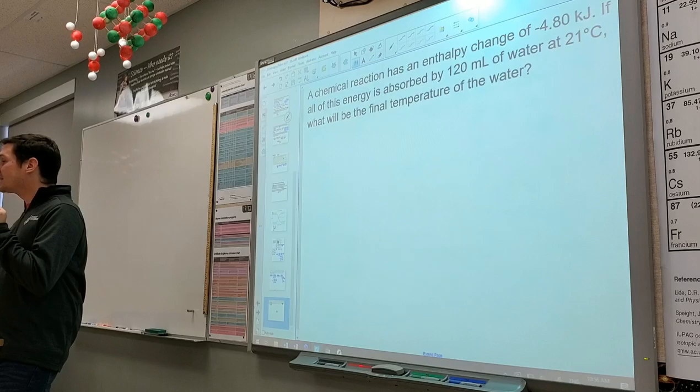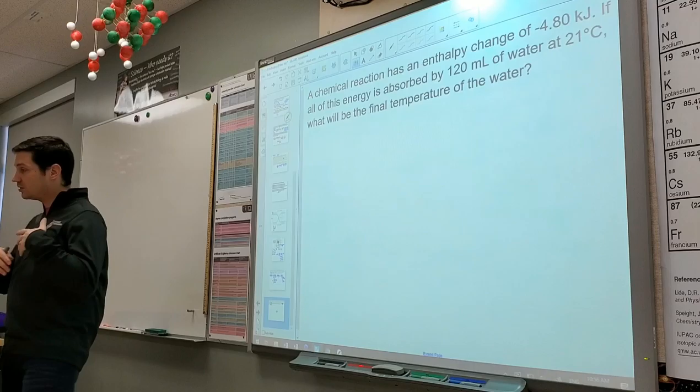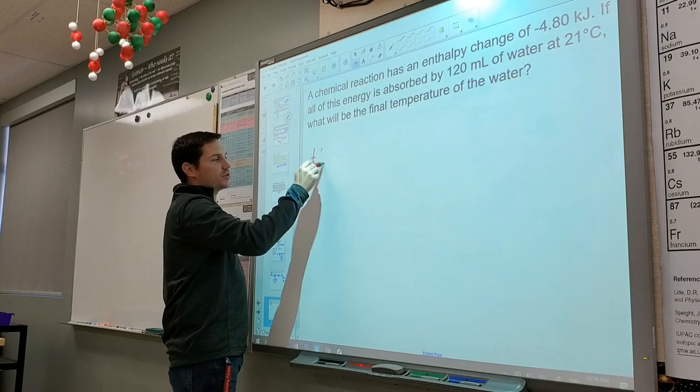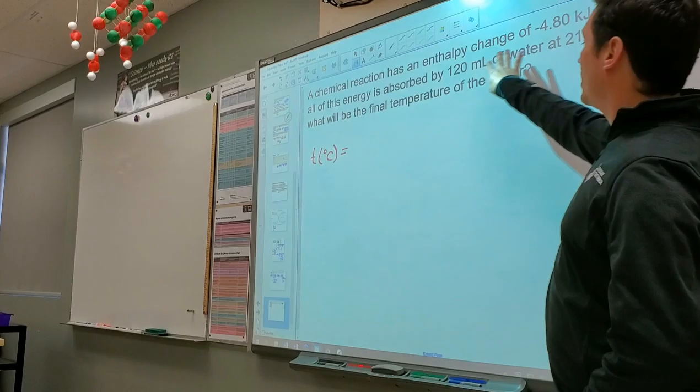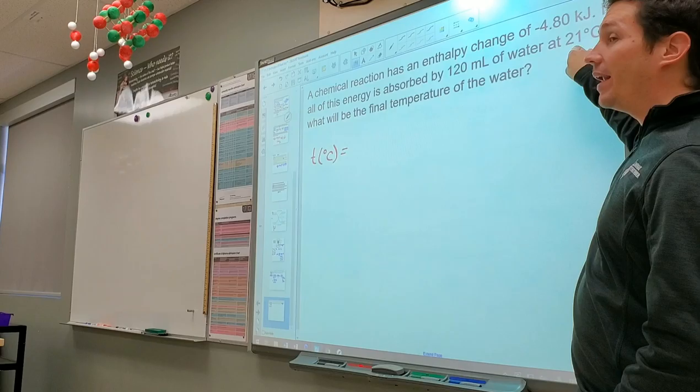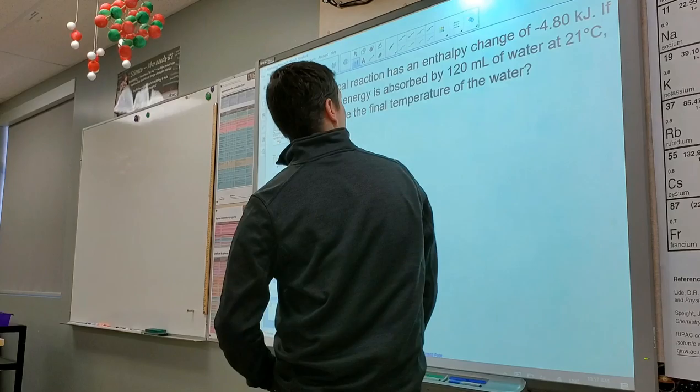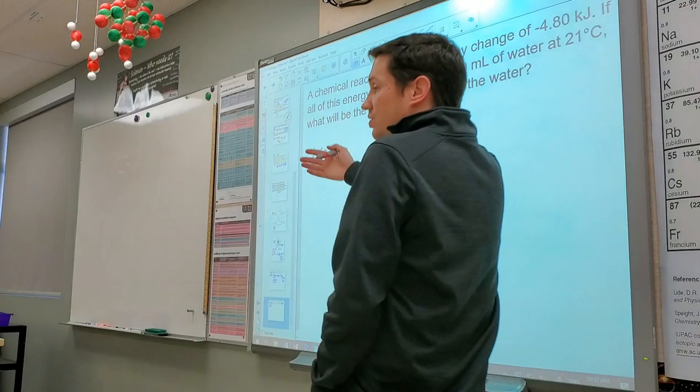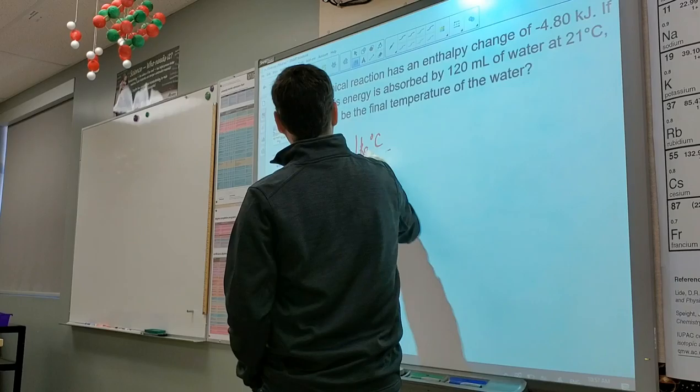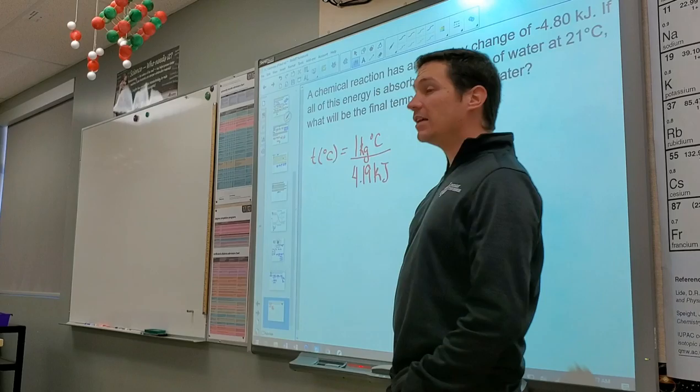You want final temperature, but in general, all you care about is the temperature change right now. Would you agree? If you knew the temperature change, then you could just add it or subtract it to your temperature. So we're looking for the temperature change in degrees Celsius. Yes, I agree. The question has degrees Celsius in here. But what else has degrees Celsius? The ratio of 4.1. The water, right? And so remember, if it's giving you kilojoules, well then we can just do kilograms, right?